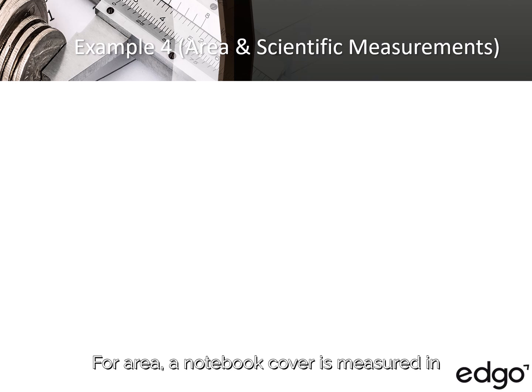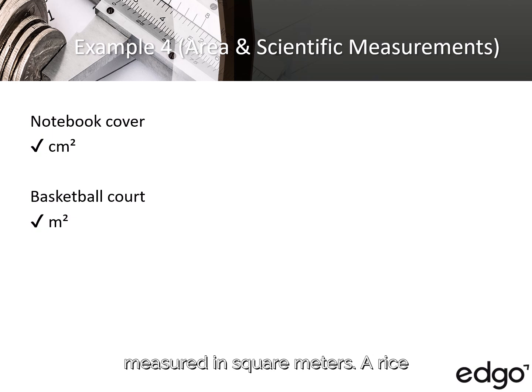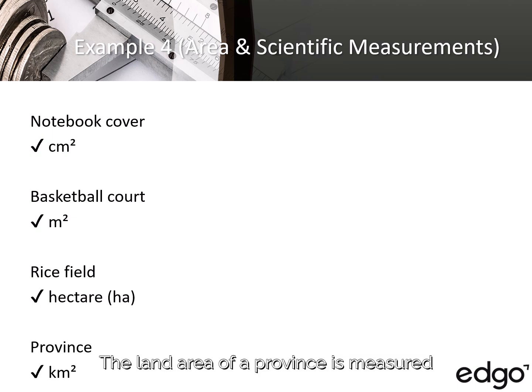For area, a notebook cover is measured in square centimeters. A basketball court is measured in square meters. A rice field is commonly measured in hectares. The land area of a province is measured in square kilometers.